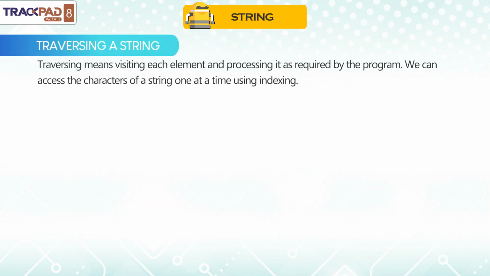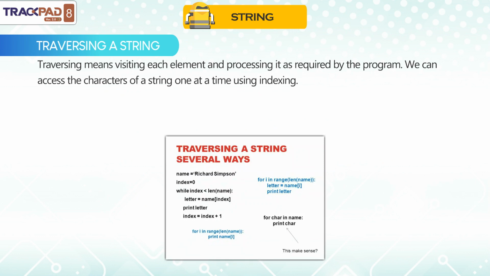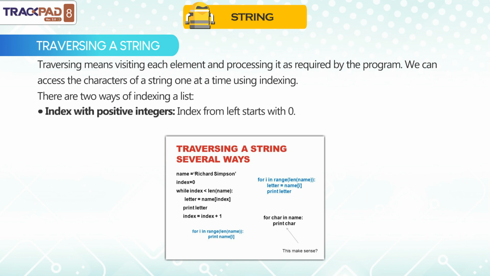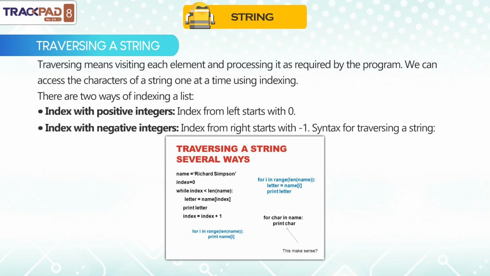Traversing a string. Traversing means visiting each element and processing it as required by the program. We can access the characters of a string one at a time using indexing. There are 2 ways of indexing a list. Index with positive integers: index from left starts with 0. Index with negative integers: index from right starts with -1.